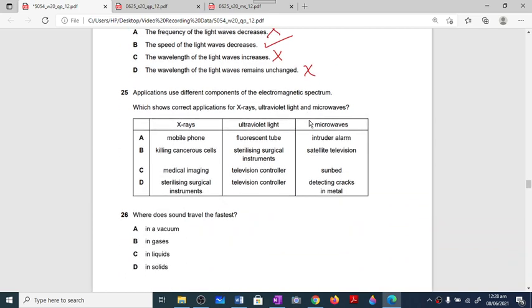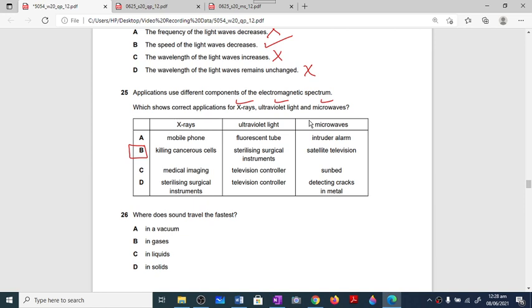Application of the different components of the electromagnetic spectrum: which are the correct applications for X-rays, UV and microwaves? Microwaves are used for satellite communication. So for question number 25, satellite TV, satellite communication, option B is the correct option. So always go for a particular terminology related to that application.